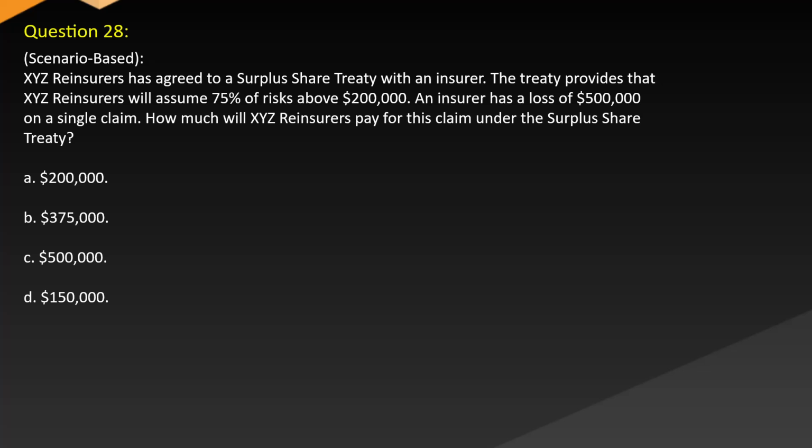Question 28. Scenario-based. Zai's Reinsurers has agreed to a surplus share treaty with an insurer. The treaty provides that Zai's Reinsurers will assume 75% of risks above $200,000. An insurer has a loss of $500,000 on a single claim. How much will Zai's Reinsurers pay for this claim under the surplus share treaty? A. $200,000. B. $375,000. C. $500,000. D. $150,000.